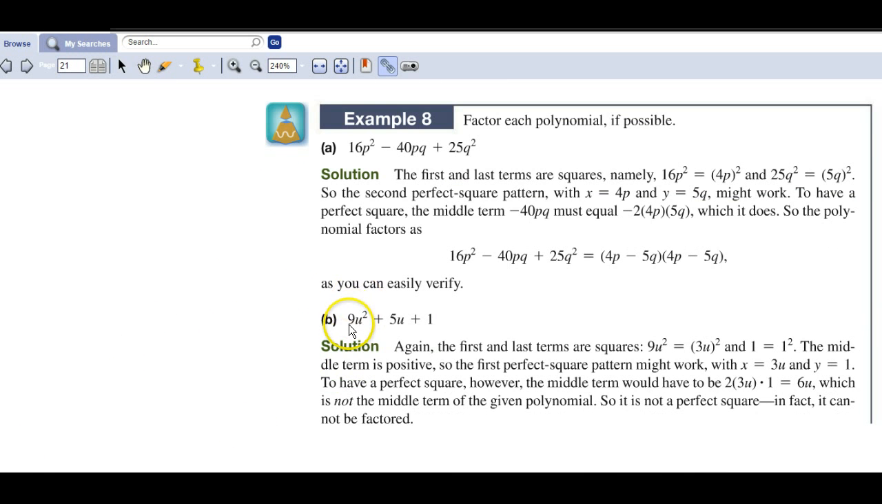Okay. Now, as you look at letter B, is this a perfect square? Yes. Is this a perfect square? 1 is a perfect square. 1 times 1 is 1. Now, what's the square root of 9? 3. Square root of 1 is 1. 3 times 1 is 3, and you're going to double it, 6. So if this were a 6 here, this would be a perfect square trinomial, but it's not. Doesn't meet the criteria, therefore this cannot be factored.